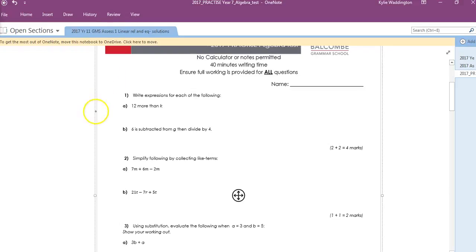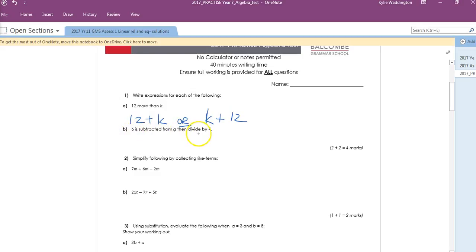Okay, so question 1 asks us for the expressions. Remember, expressions means no equal sign. 12 more than k can either be 12 plus k, or perhaps more accurately, because of the way it's written, it would be k plus 12. You do need to use the k because that is what is given to you.